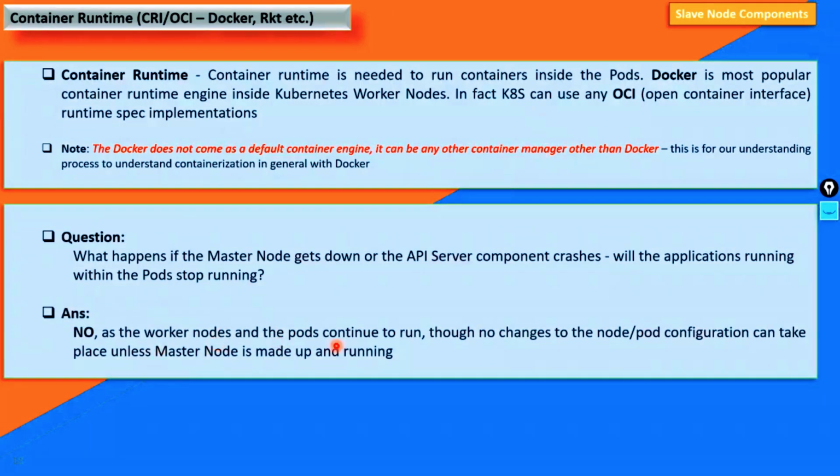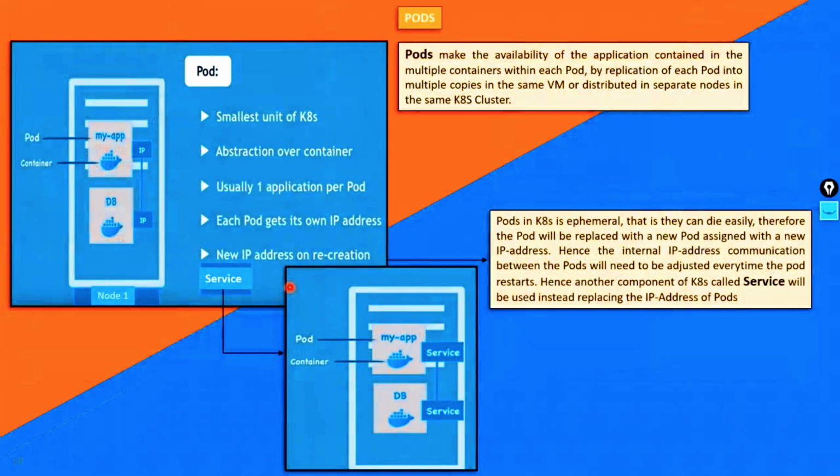So the answer is no. The worker nodes and the pods continue to run, though no changes to the node and pod configuration can take place unless the master node is up and running. If you wanted to change anything on the slave node, you need a master node to process your changes. If that is not available, it will not. But if there are running nodes and the pods continue to run, there is no impact.